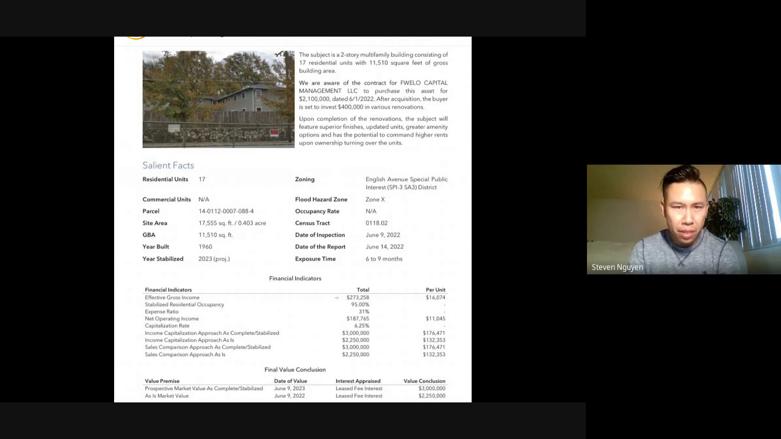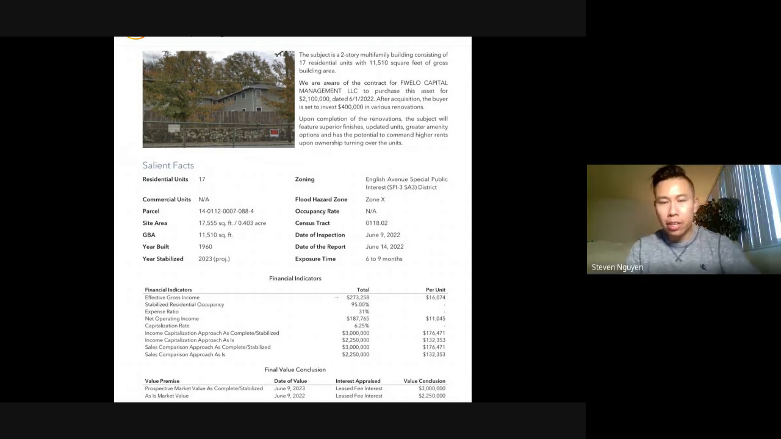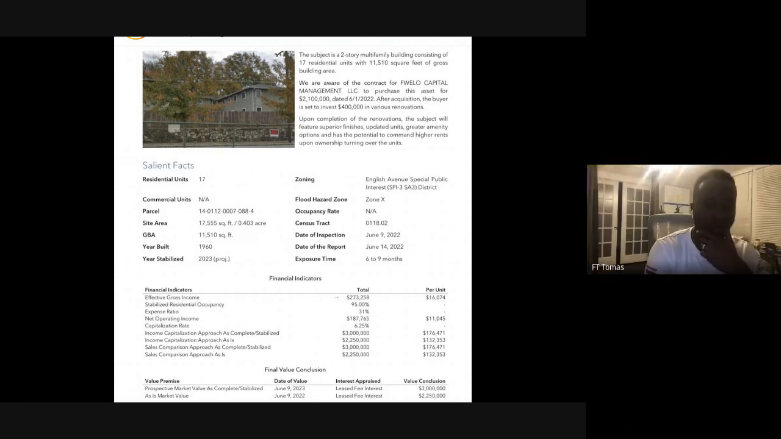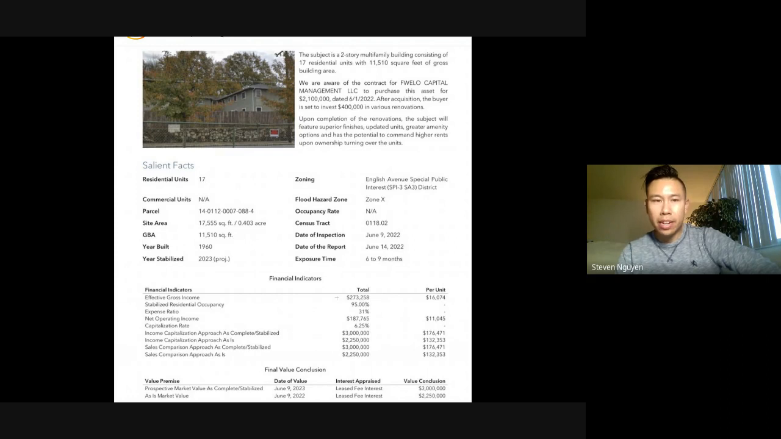So that 2.1 million, this is a 17 unit. Yes. So it's about 123K per door, right? So out the gate, if you want the 1% rule, your rents have to be about 1,200 per door. And I'm not sure if this is hitting it, but this actually looks exactly like my 26 unit apartment complex. This is typical, right?